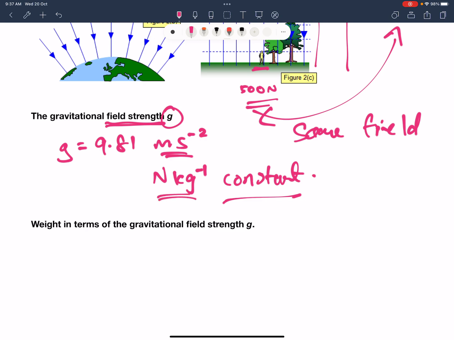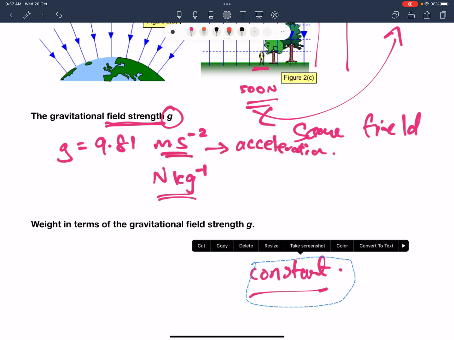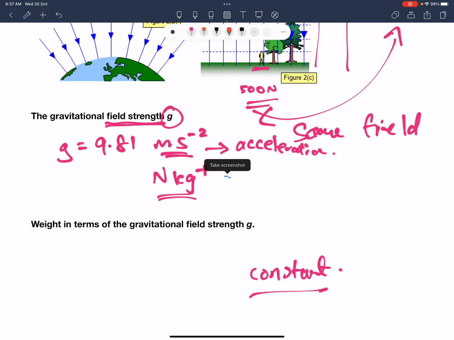You may be a bit confused here. First of all, these two units represent different quantities. The first unit here refers to acceleration, the second unit here represents field strength. Of course, due to certain reasons, they have the same value, but if you're talking about field strength, you should use this unit.